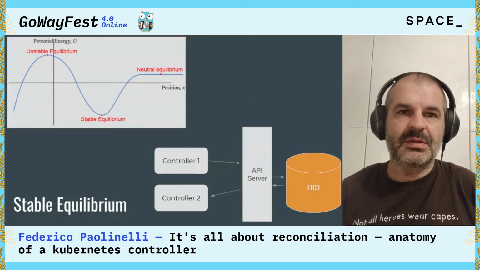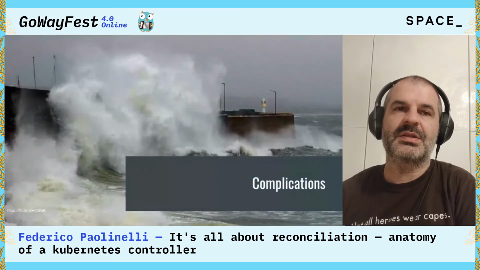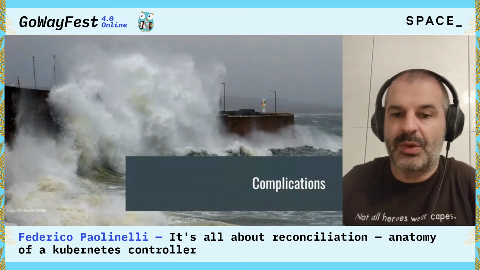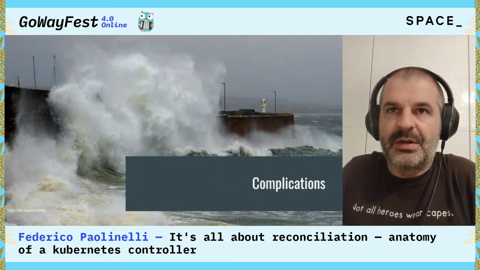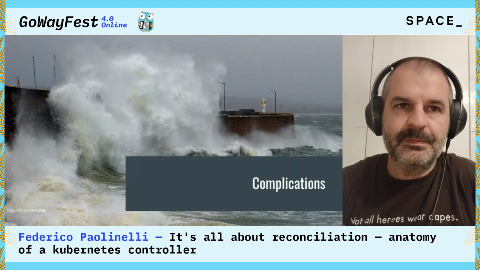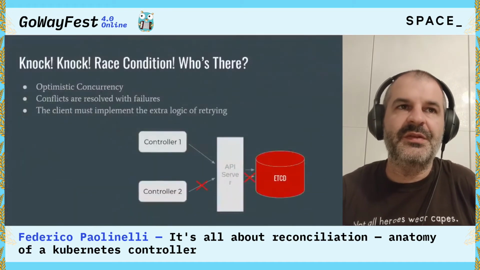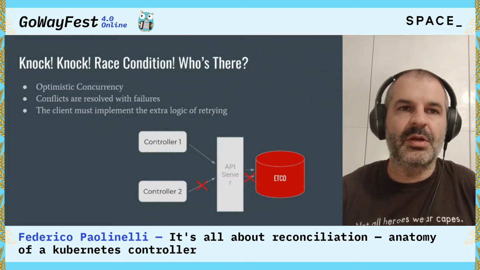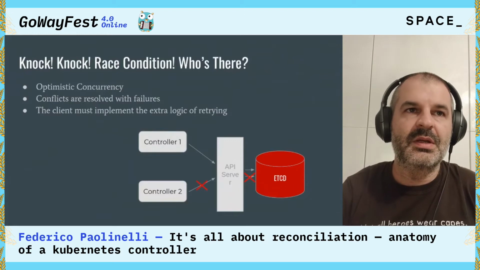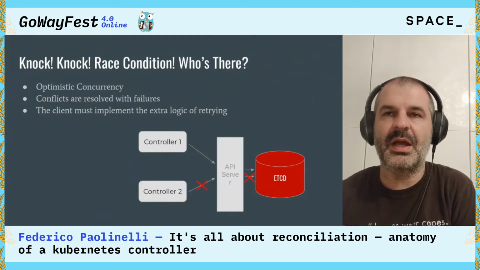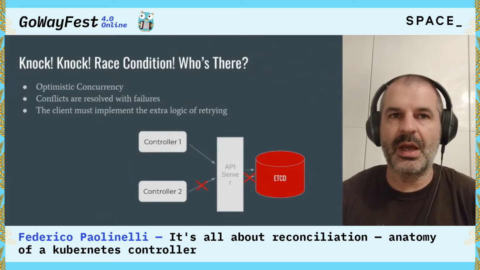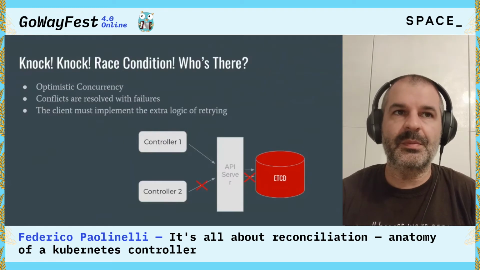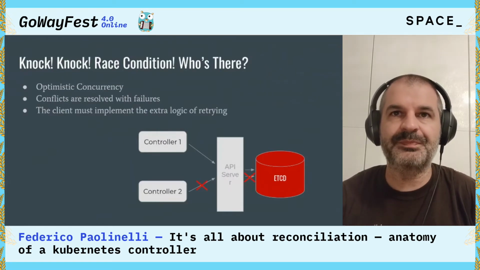Everything sounds so cool, but there are complications. You know, a smooth sea never made a skilled sailor, so we can say that a network without errors never made a system reliable. And what are the complications? The first one is that the storage is shared among all the components writing data to it. So what can happen is that you can have conflicts. And the way the cluster handles conflicts is that it implements a sort of optimistic concurrency.